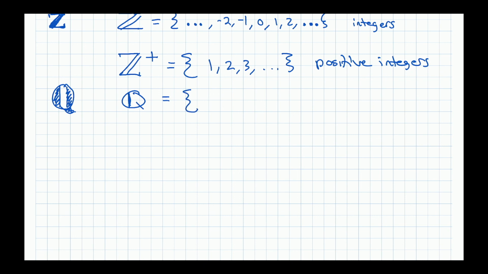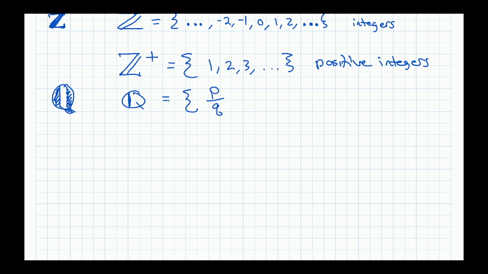And rational numbers are fractions, right? Any fraction is a rational number. Like 3/5 is a rational number. 225 over 717, that's a rational number. Anything that's a fraction is a rational number. So how do you write it though? How do we define it? The way you define it is you say it's the set of P over Q. We have to use set builder notation.